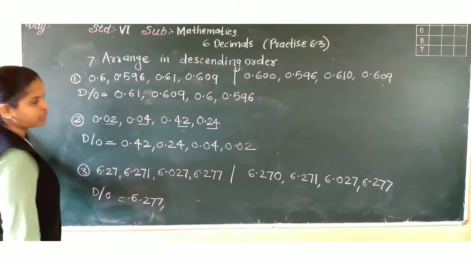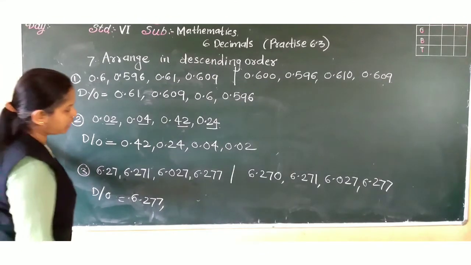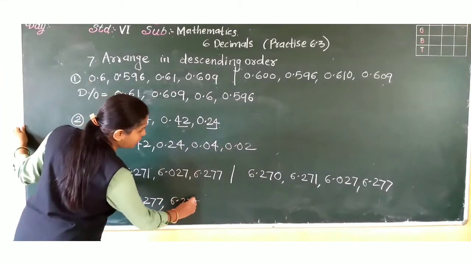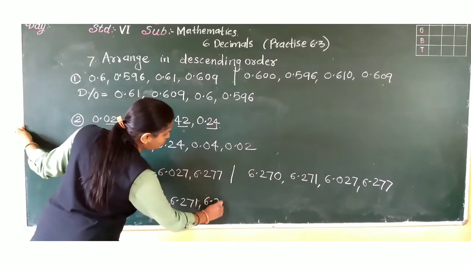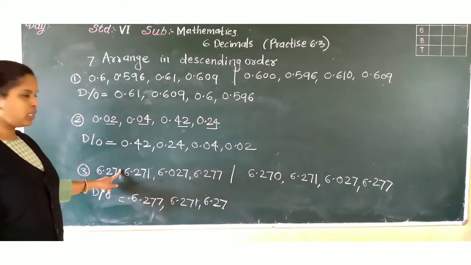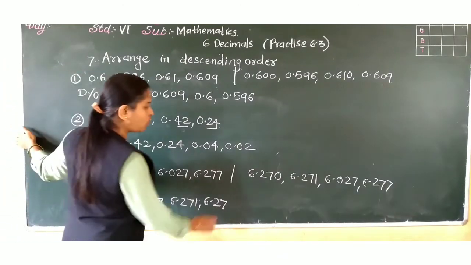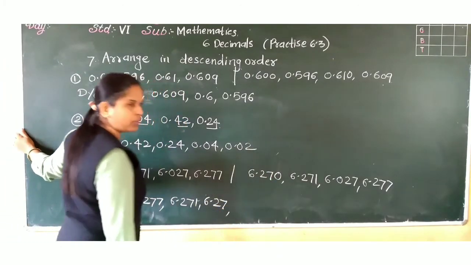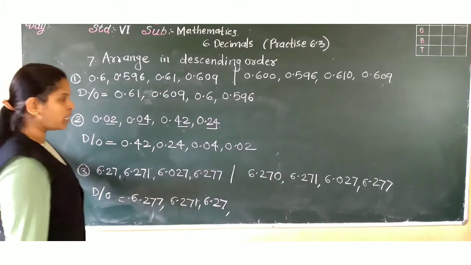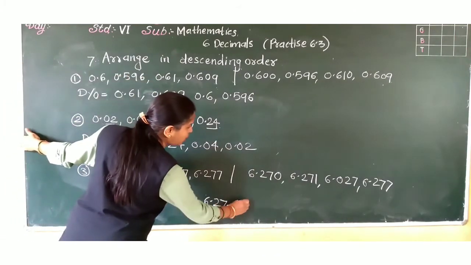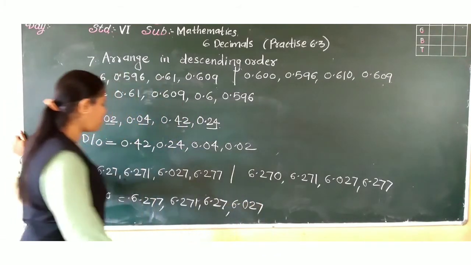So 6.277. After that 271 will come. 6.271. Then 6.27. Here 0 is not there. So while writing the answer I will write only 7. Only for comparison I have converted. Okay. Next. And which is the smallest one? 6.027. It is the smallest one.